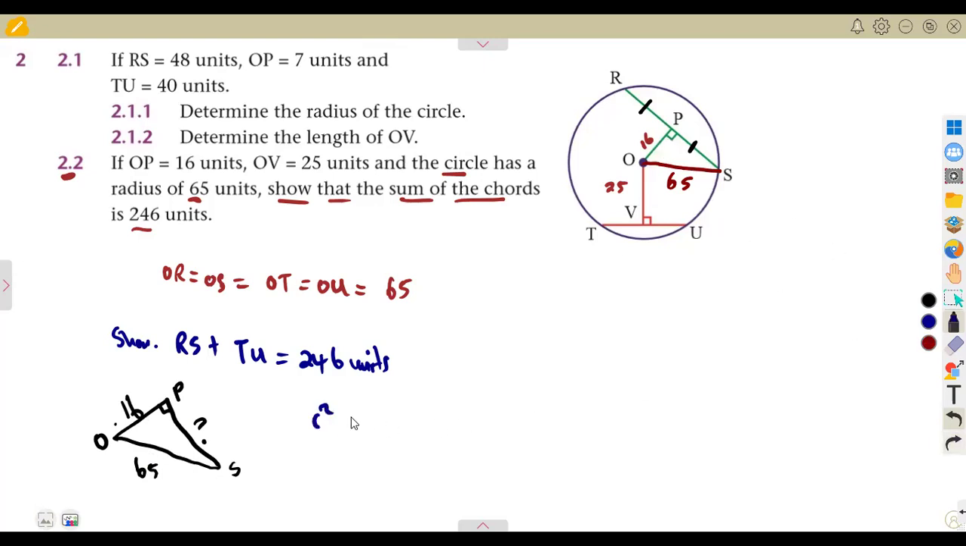All right, from our C squared is equal to A squared plus B squared, it follows that C is the hypotenuse, which is the one that faces the 90 degrees, which is the 65. So thus 65 squared is equal to A squared plus B squared. These are the shorter sides that you're given, 16 squared plus another shorter side on this side, which is PS. So this is PS squared.